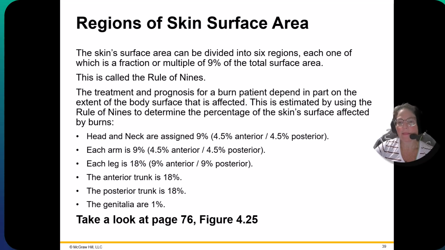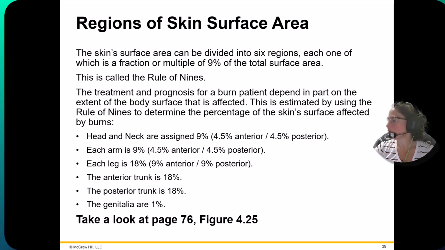So when the burns are categorized, they're categorized based on the rule of nines. And if you take a look at figure 4.25 on page 76 of your book, you'll see the body, and it's broken down into the rule of nines, with the exception of the genitalial area. The rule of nines means that it's based on percentages by 9 or multiples of 9.